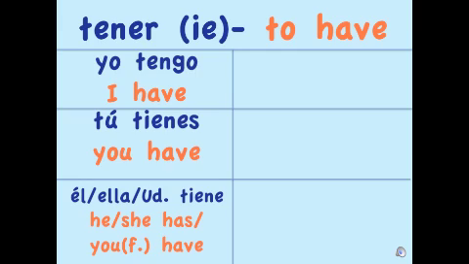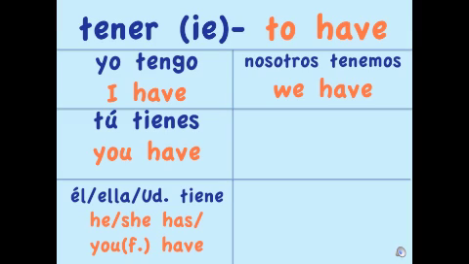The third person singular, or él, ella, usted form of tener is tiene. Él tiene, ella tiene, or usted tiene, meaning he has, she has, or you formal have. The nosotros form of tener is tenemos. Nosotros tenemos. Notice there is no stem change in the nosotros form.